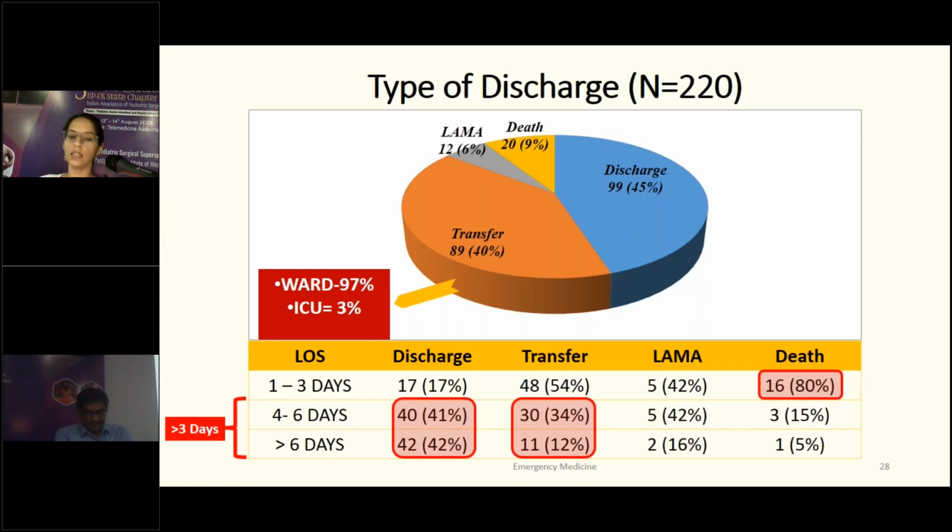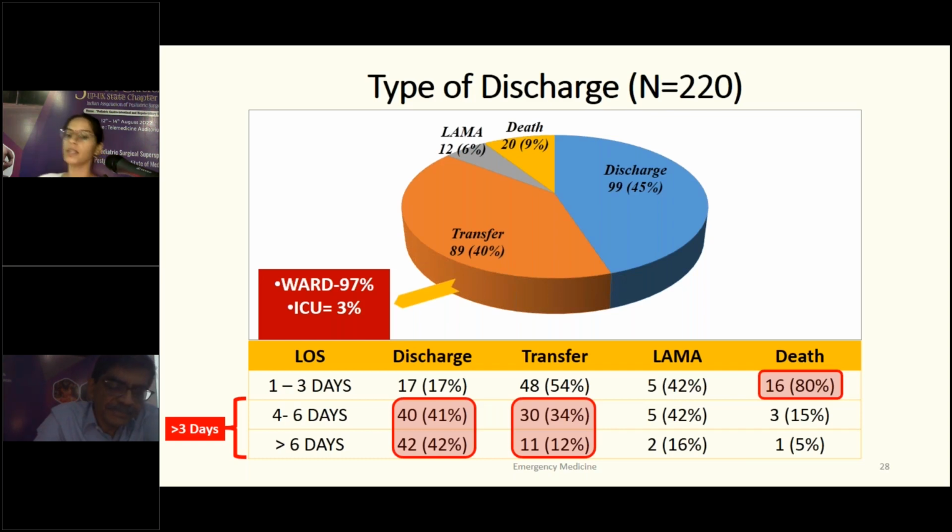during their ED stay. When discussing the type of discharge, I would also like to discuss the length of stay for each type of discharge. For convenience, we have distributed the length of stay as 1 to 3 days, 4 to 6 days, and more than 6 days. Among the patients that got discharged from the ED, 83% had a length of stay of more than 3 days. Among the transferred patients, 43% had a length of stay of more than 3 days.